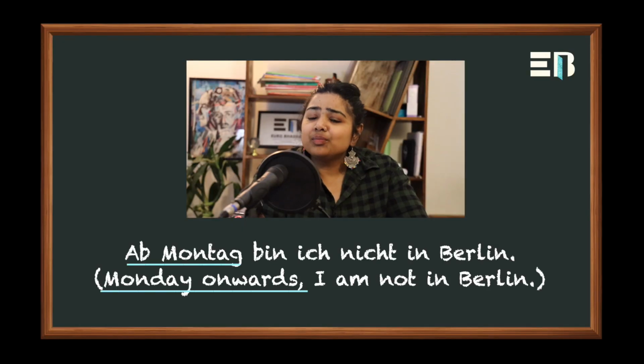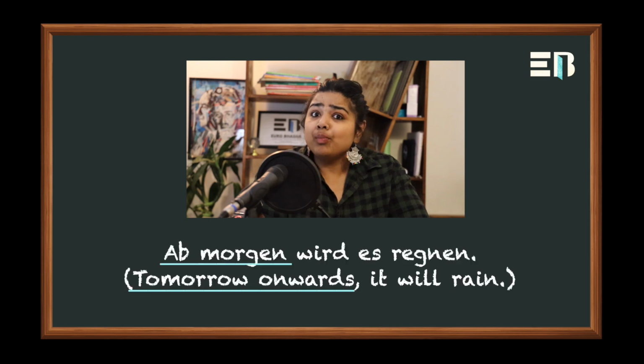So now let's have a look at some examples with ab. Ab Montag bin ich nicht in Berlin, which means Monday onwards I'm not in Berlin. Ab morgen wird es regnen, which means tomorrow onwards it will rain.